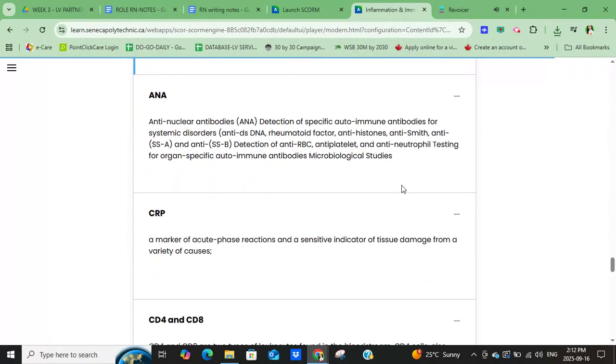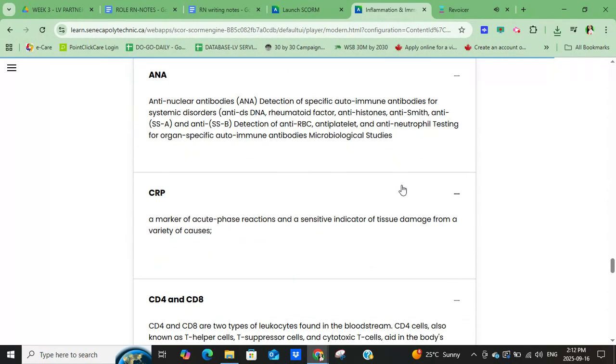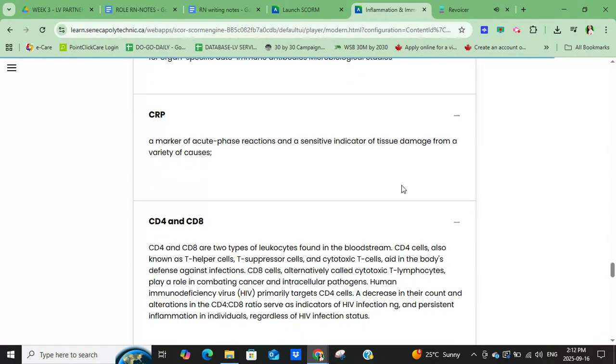Anti-nuclear antibodies: detection of specific autoimmune antibodies for systemic disorders, anti-dsDNA, rheumatoid factor, antihistones, anti-Smith, anti-SSA, and anti-SSB. Detection of anti-RBC, anti-platelet, and anti-neutrophil antibodies, testing for organ-specific autoimmune antibodies. Microbiological studies. CRP, a marker of acute phase reactions and a sensitive indicator of tissue damage from a variety of causes.